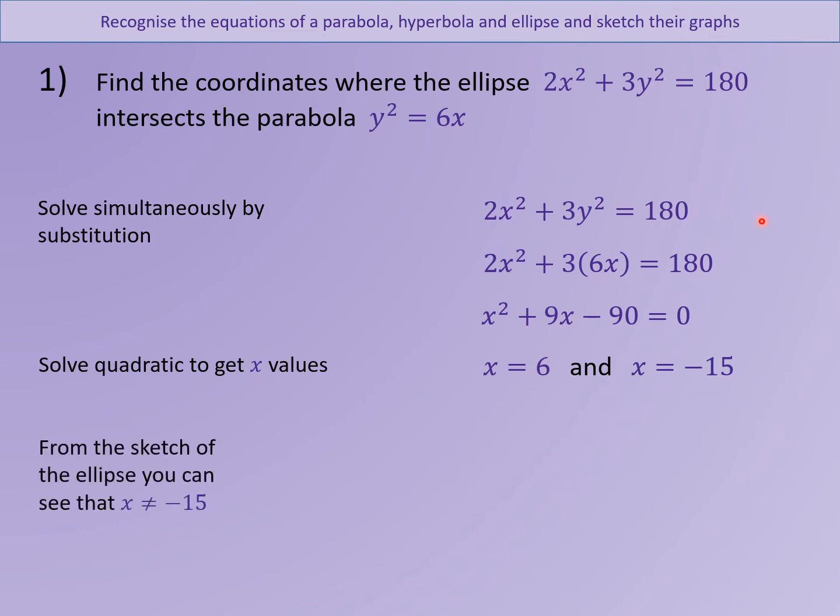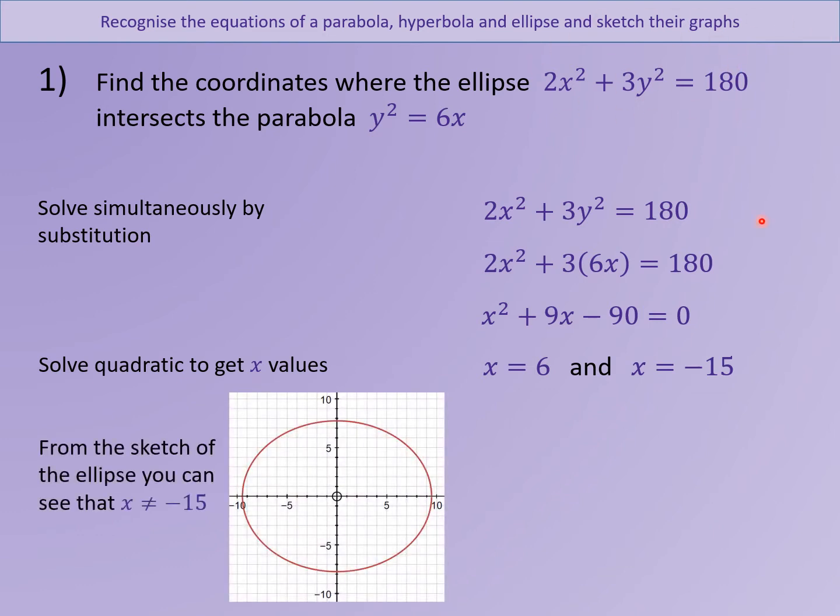The other way we could tell is by sketching the parabola and the ellipse, and we would see that the ellipse doesn't have any values at x equals negative 15. The ellipse only has x values between just below 10 and just above minus 10. So therefore, we're only going to use x equals 6.